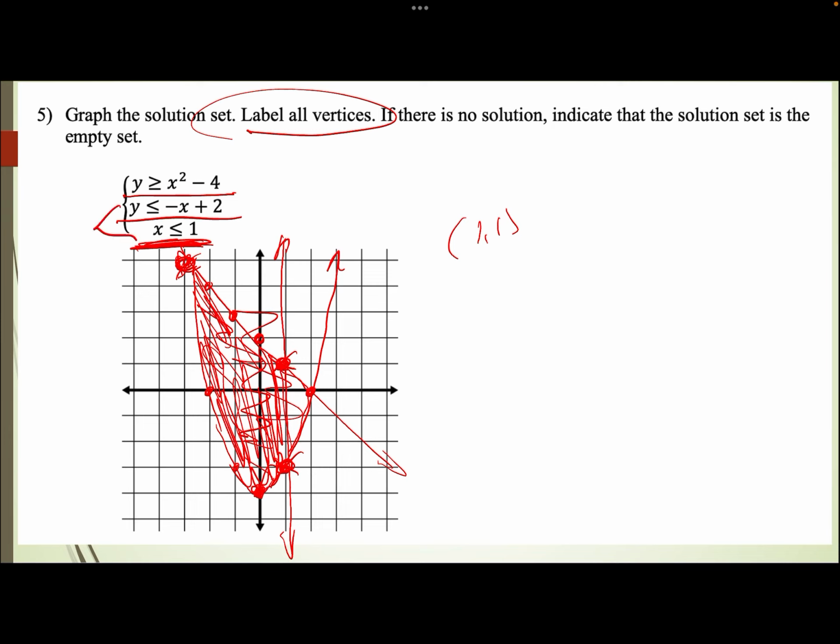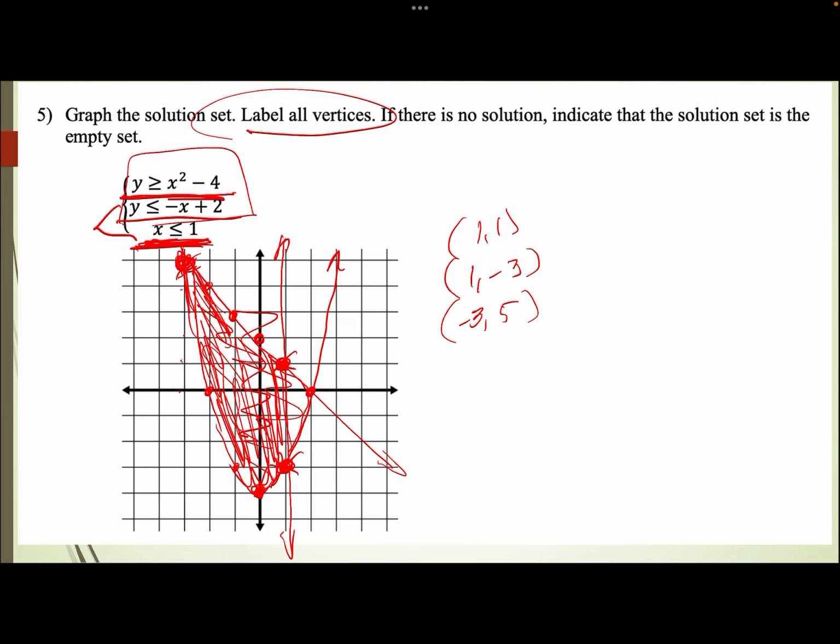which it does. This one here is 1, -3. So it fits into this one. And does it fit into that one? Well, if I put 1 in for x, I do get -3, so that one works. And then this one up here, it looks like it's -3, 5. So that's the parabola and the line.